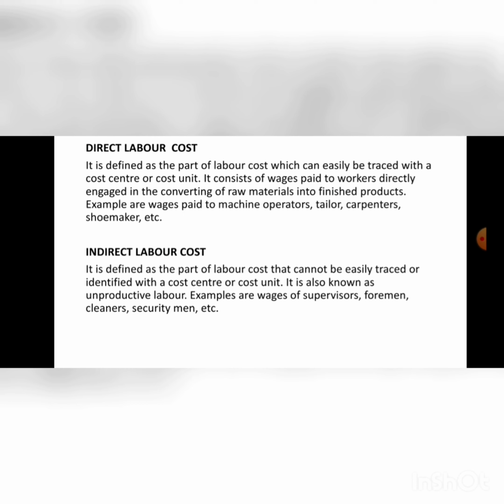Indirect labor cost is defined as a part of labor cost that cannot be easily traced or identified with a cost center or cost unit. It is also known as unproductive labor. You can be asked in an objective test the other name for indirect labor cost, and it is known as unproductive labor. Examples are wages of supervisors, foremen, cleaners, security men, etc.